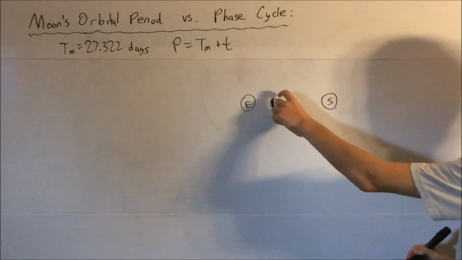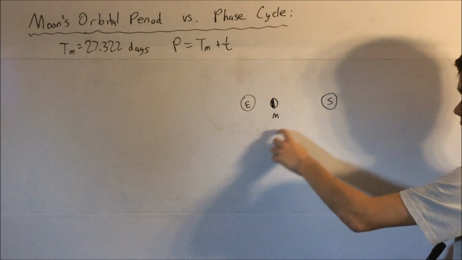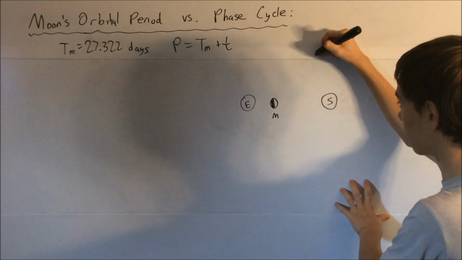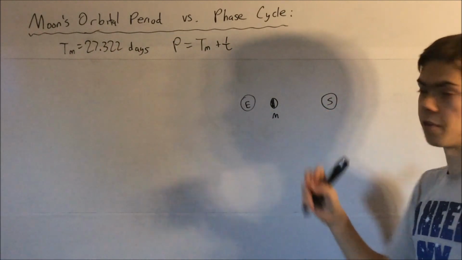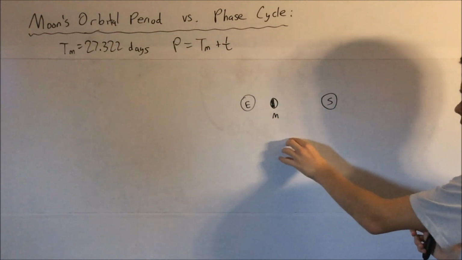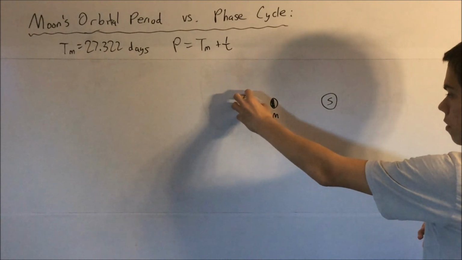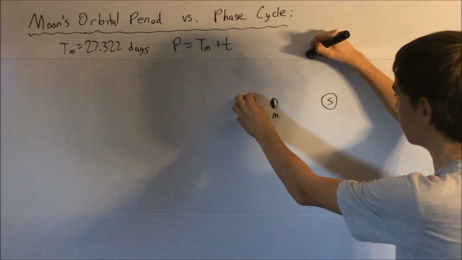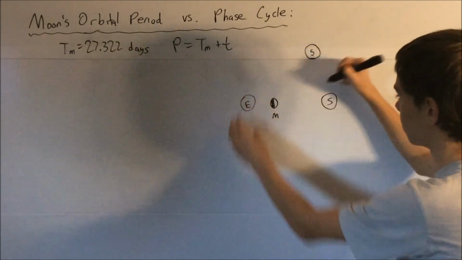Now, after the moon has completed its orbital period, the sun will move slightly along its orbital path, right? Because remember, it's the Earth that's really revolving. But as seen from Earth, if the Earth doesn't appear to move, then the sun would appear to be moving. The sun will appear to move approximately this much.